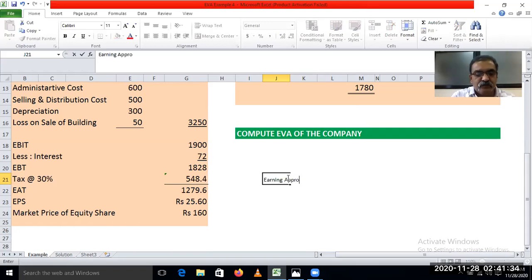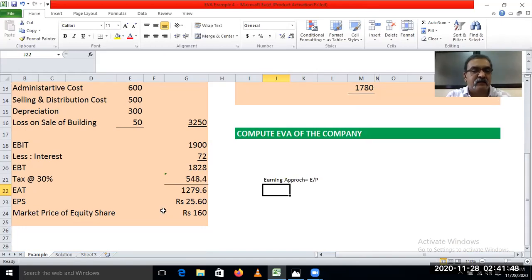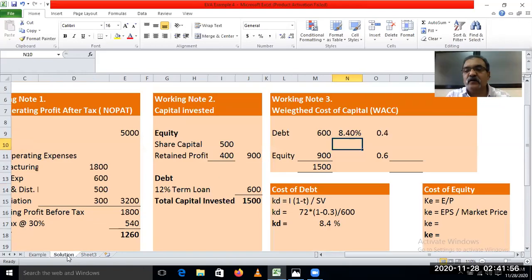Earning approach, that is equal to E upon P. It means in the earning approach E upon P, E stands for earning per share and P stands for market price per share. So EPS is 25.60 and market price is rupees 160. So here we can calculate cost of equity. KE is equal to E upon P.